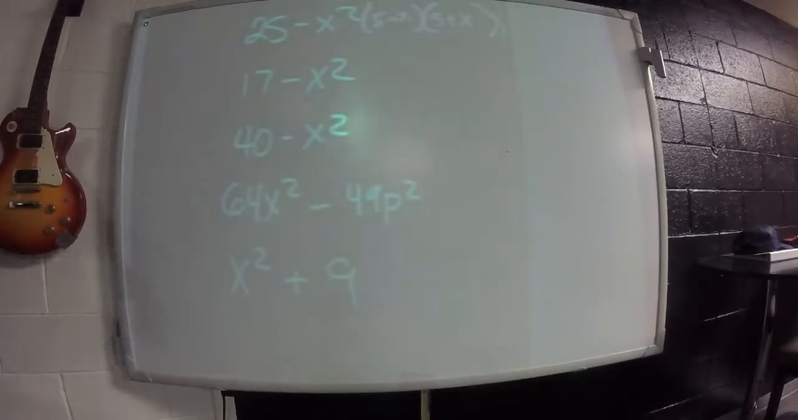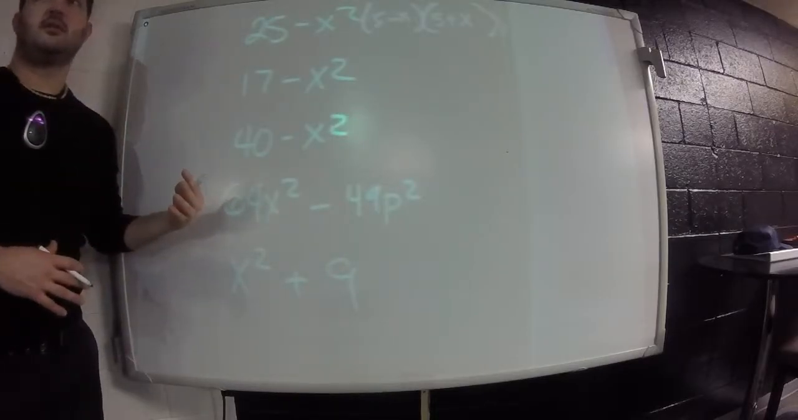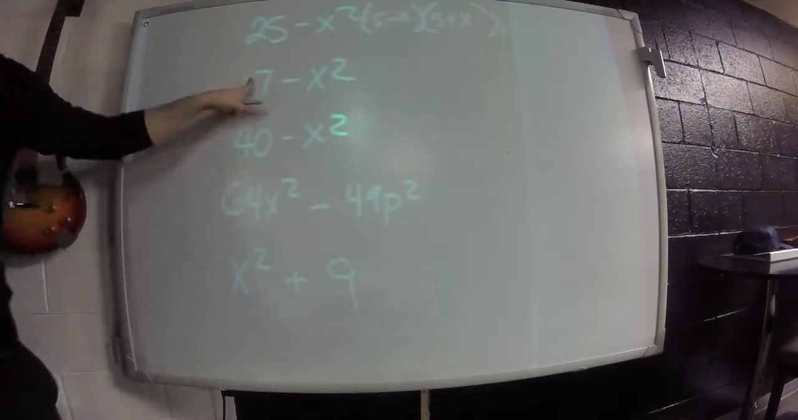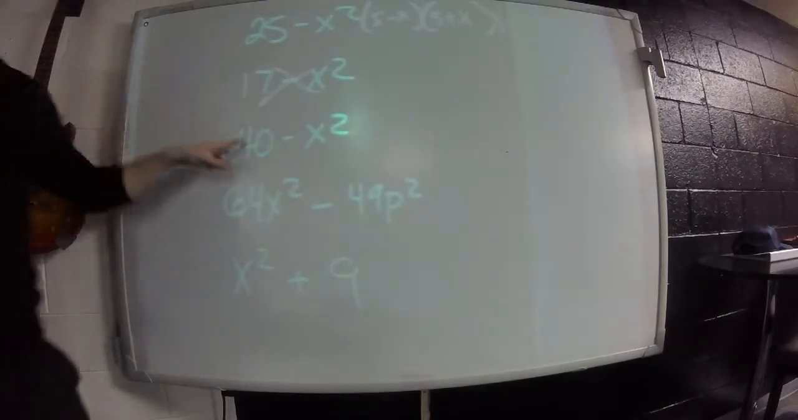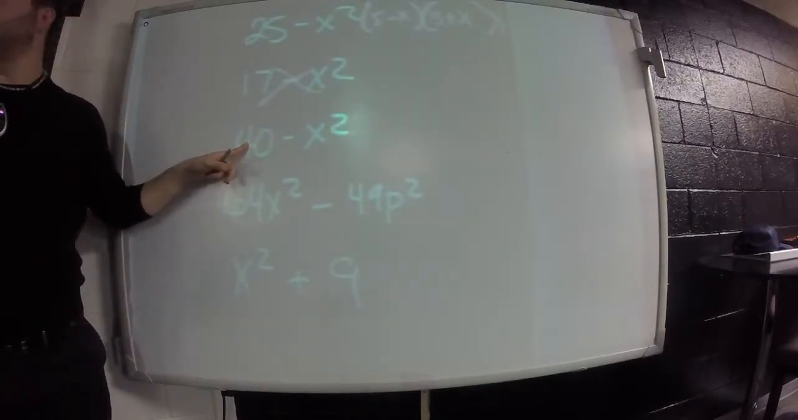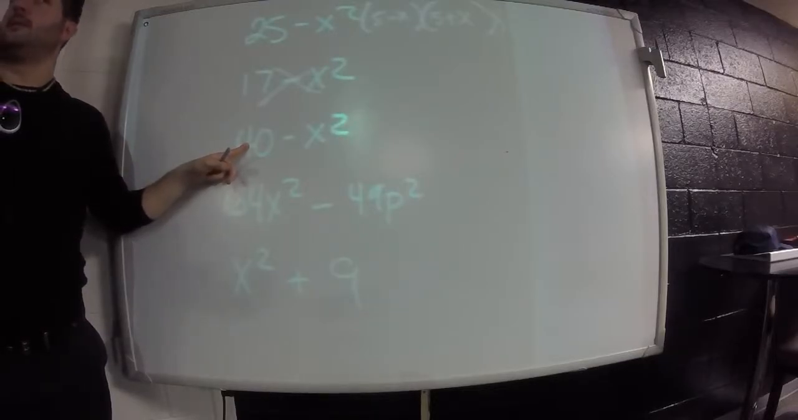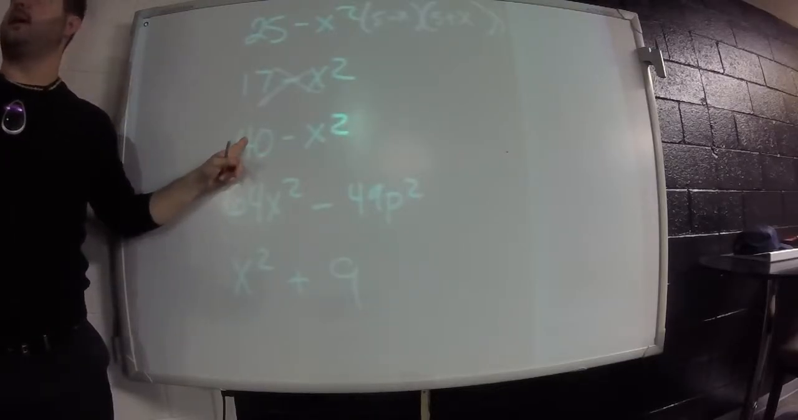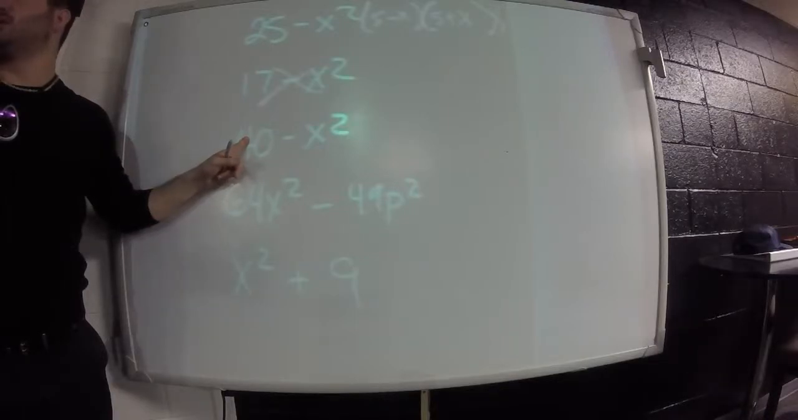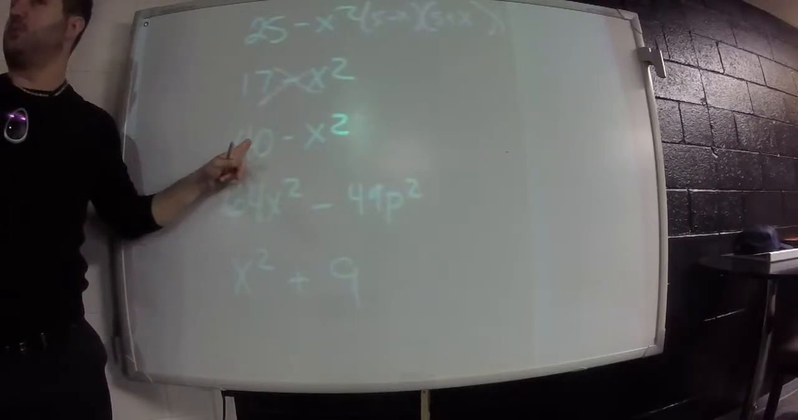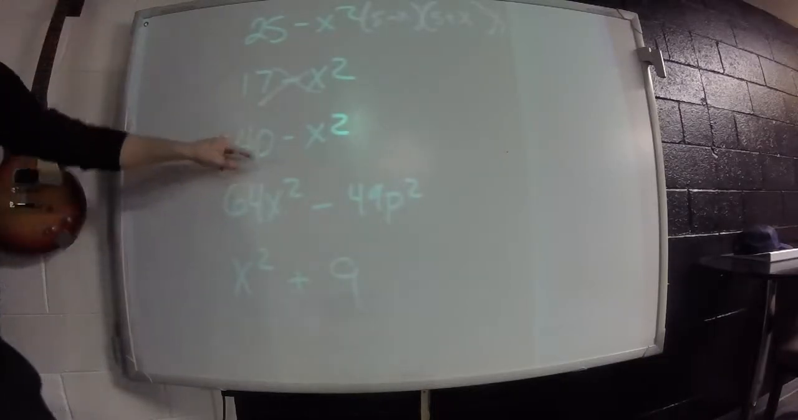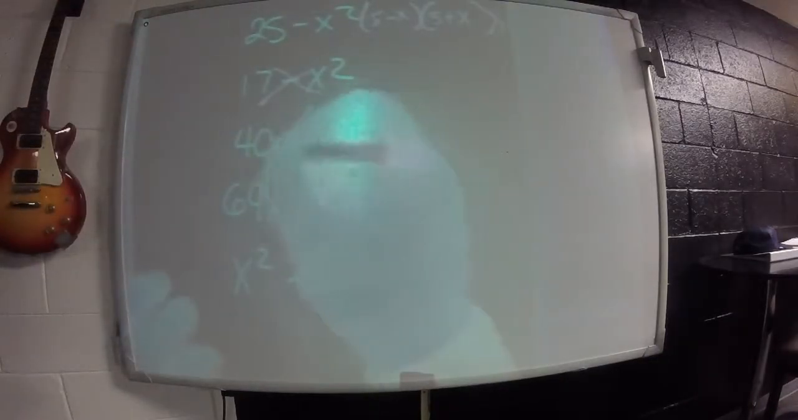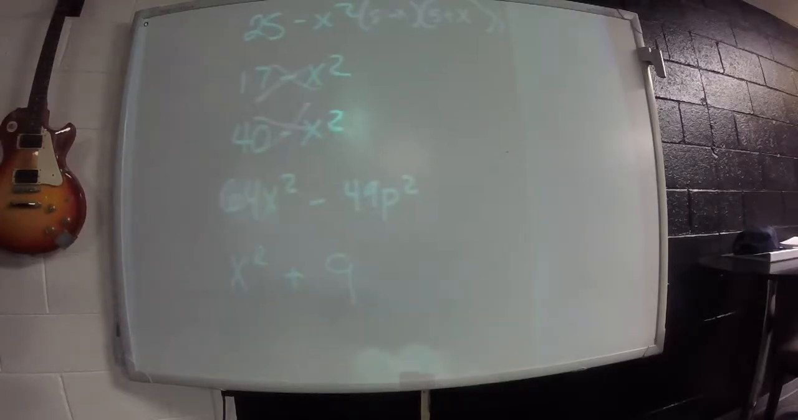Okay, I got 17 minus x squared. Now, is it a difference? Yes. Is it a difference of squares? No. What's wrong with it? 17 is not a square. All right, now, this one, is it a difference? Yes. Is it a difference of squares? Okay, is 40 a square? What's close to it? 36 would be a square, and then 49 would be a square, so it's not. So it's a difference, but not a difference of squares, so we can't factor it like we were.